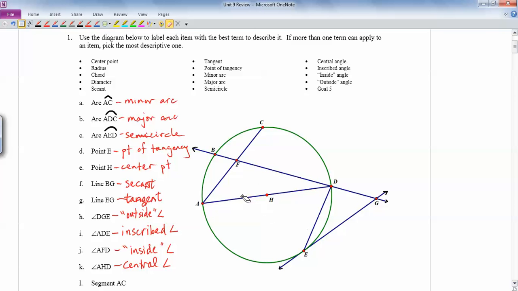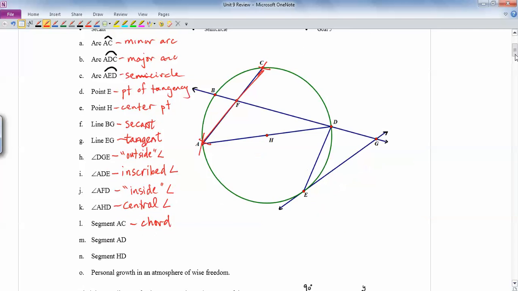Let's see, segment AC, that's right here. Endpoints are on the circle, so that makes it a chord. Segment AD, that's right here. Its endpoints are also on the circle, so that makes it a chord, but because it goes through the center, the better term is going to be diameter. Segment HD, so that's from center to point on the circle, so that's a radius.